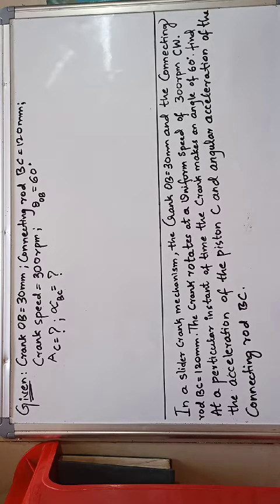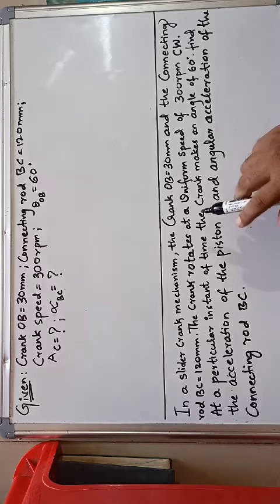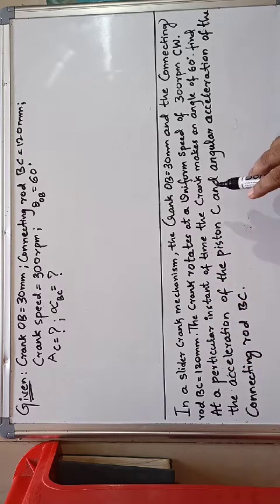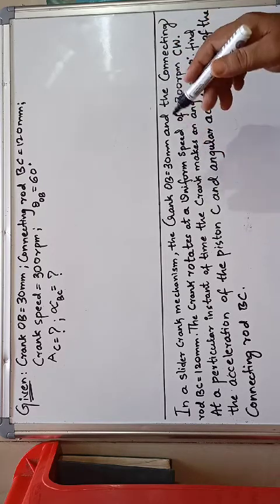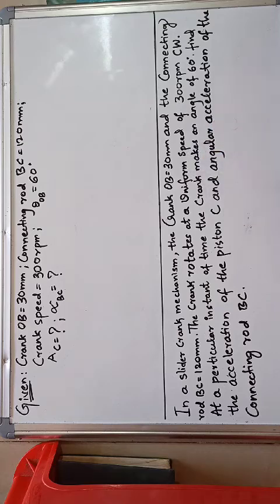The same problem I have done in the previous video to find the velocity of the different elements. So, in this session, I am going to talk about the acceleration analysis, how to find the acceleration of the different components. As it is a slider crank mechanism, that is very important. The crank is OB, where O is the center and B is the end. The length OB is 30 millimeters, and the connecting rod length is also given.